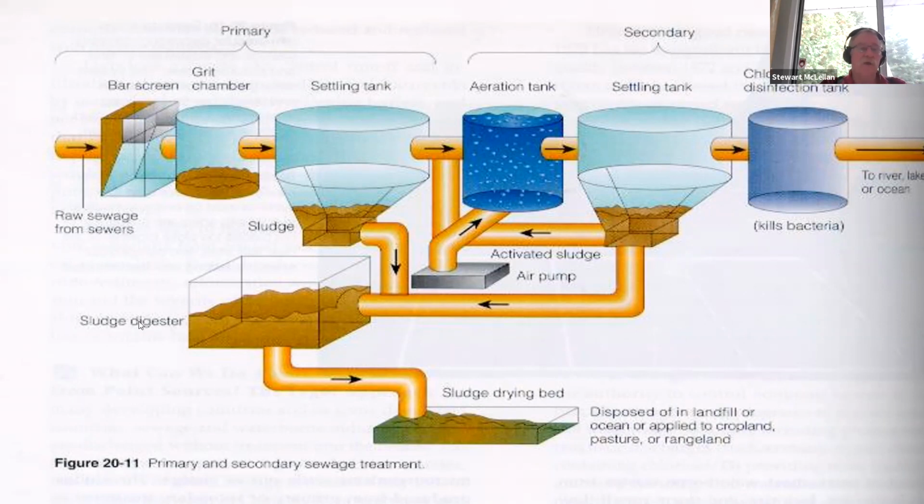So at the bottom here, you have the sludge digester, the sludge drying bed, and then of course the final disposal of the sludge to landfill or ocean, or applied to cropland, pasture, or rangeland. So municipal wastewater treatment plants generate a significant portion of sludge. If they have to dispose of that sludge to landfill, there are significant costs associated with that.